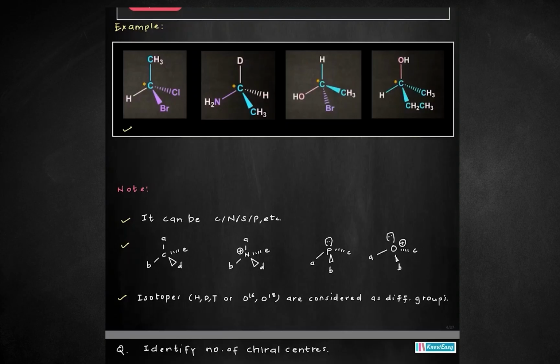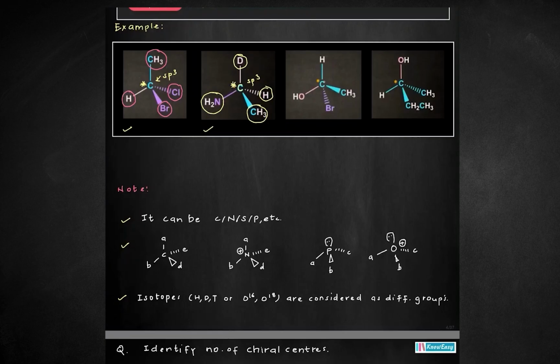Now let's look at the first question. This is the central atom, which is sp3 hybridized, and 4 different groups are attached to it: methyl, hydrogen, bromine, and chlorine. That means we can say this carbon is called the chiral carbon. Next, look at the second question. This is the central carbon atom. Now it is sp3 hybridized. I hope you know how to find the hybridization. Then there are 4 different groups attached to it. Look at the 4 different groups. So this carbon is called the chiral carbon.